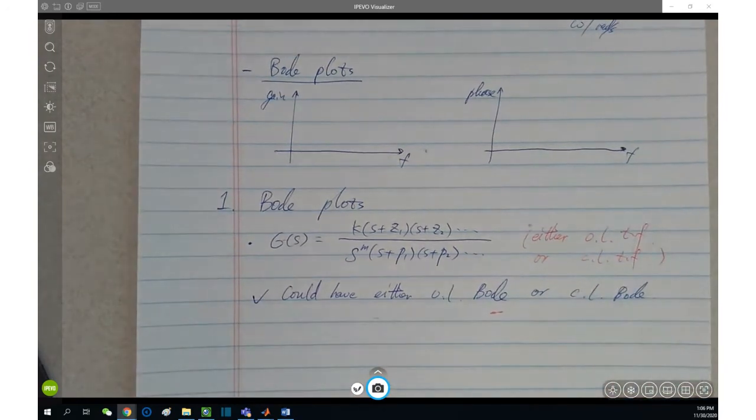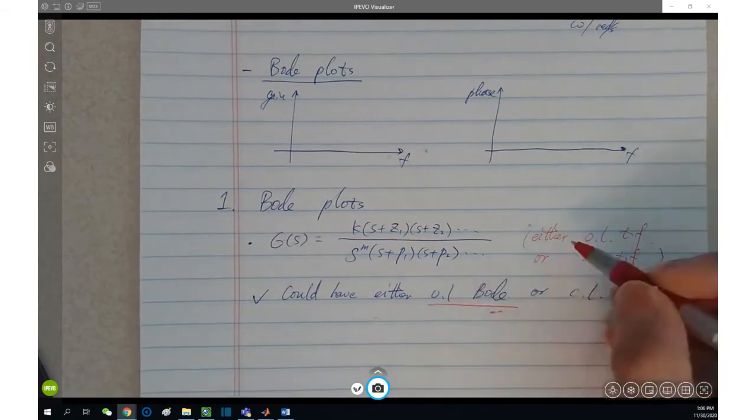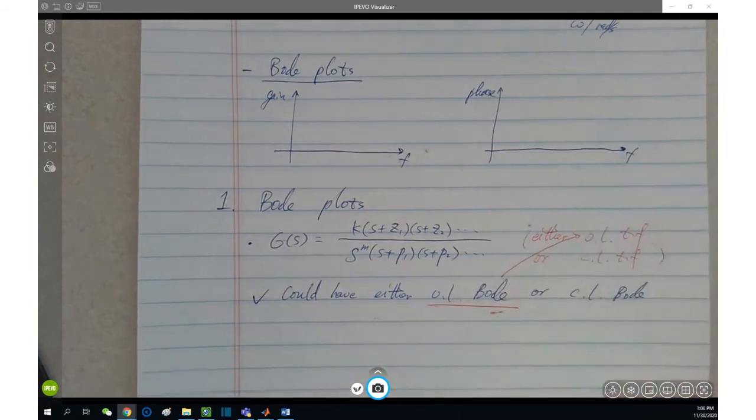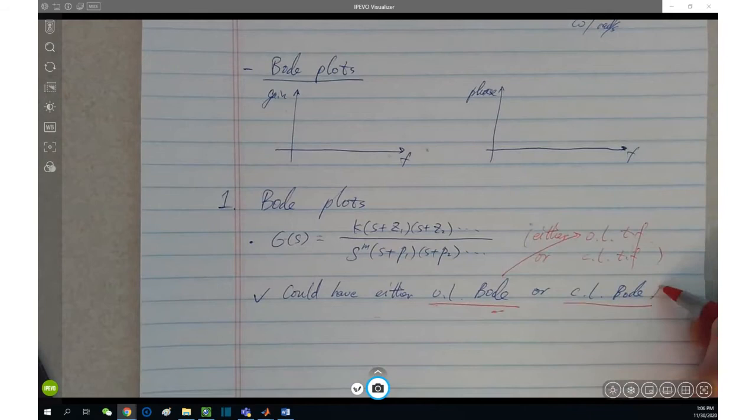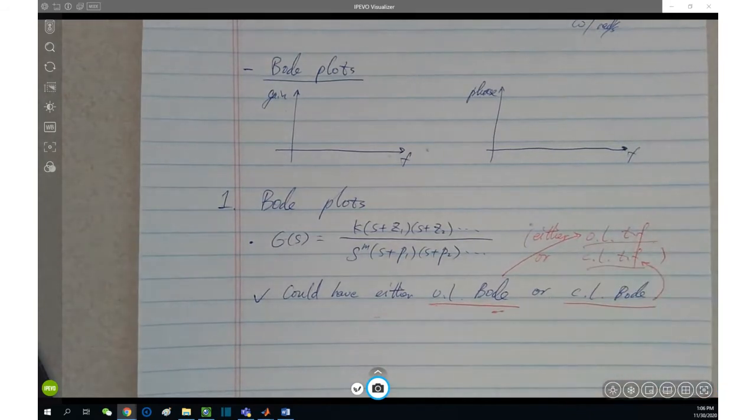Open loop Bode means you are using the open loop transfer function. Closed loop Bode means you're using the closed loop transfer function. That's very easy to follow, right? We could have either or. We have both actually. Both are meaningful, of course, for different things. Maybe you will see what the difference is. This is the first thing you need to keep in mind: you might use the open loop transfer function or the closed loop transfer function.